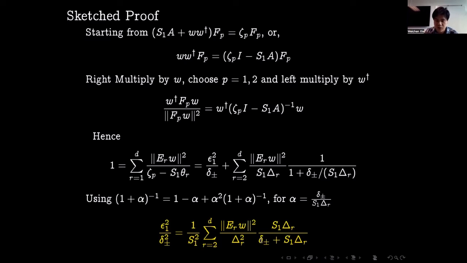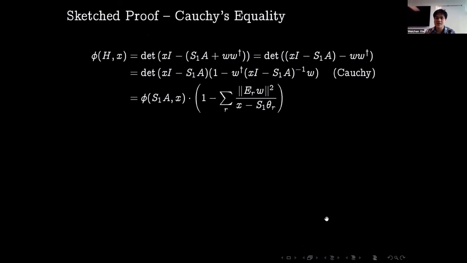Okay, so we need to show that delta plus is asymptotically much smaller than S1 delta R. So that's the next step. We've got to use the Cauchy equality. We're first looking at the characteristic polynomial for the perturbed matrix, or the total Hamiltonian H here. And we view it as a random perturbation. So we isolate the WW dagger, and by Cauchy equality, it equals the characteristic polynomial for the S1A multiplied by 1 minus the residual conjugated with the WW dagger. So we get this summation here.